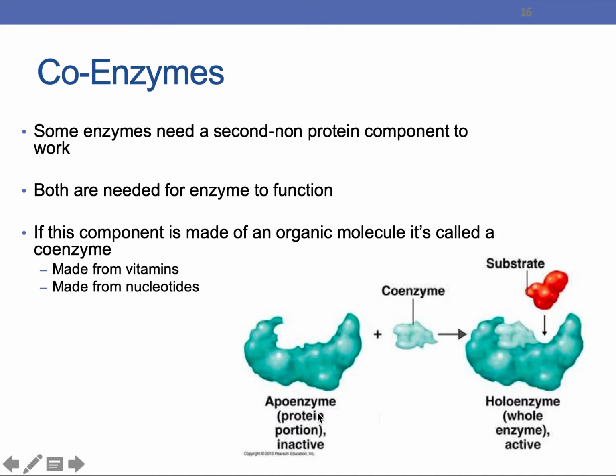This is something that you should note as well, that when you only have the protein component of the enzyme, it is inactive, and therefore it is referred to as an apoenzyme. However, when the coenzyme attaches to the apoenzyme, it becomes a holoenzyme. A holoenzyme means that it's now activated. It's created an active site where a substrate can then bind to, and then the reaction can proceed.